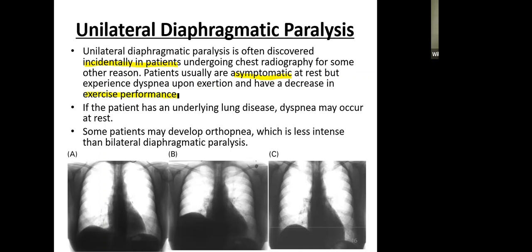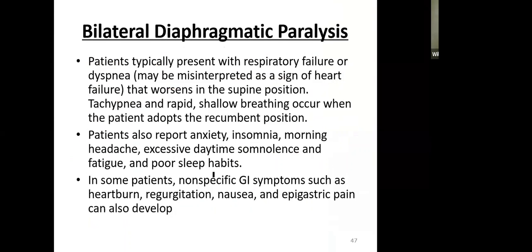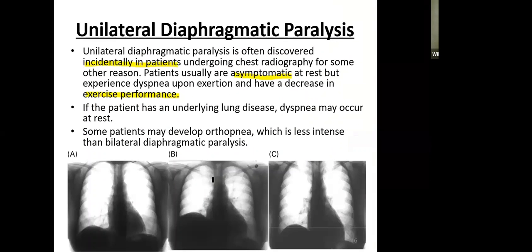Patients usually are asymptomatic at rest, but experience dyspnea upon exertion and have a decrease in exercise performance. So this could be a young male, a young football player, who may actually have unilateral diaphragmatic paralysis. And you're thinking, but wait a minute, the diaphragm is responsible for 75% of overall pulmonary perfusion, so if we lose that, surely we're going to get much more radical changes. Not always, because the respiratory system will take up the strain and it will work.